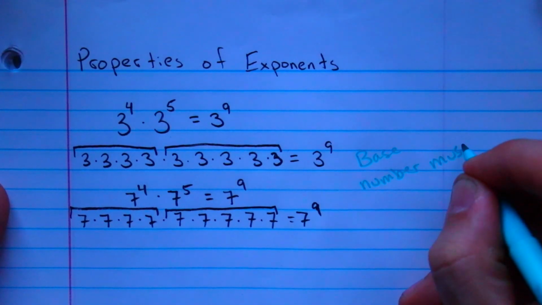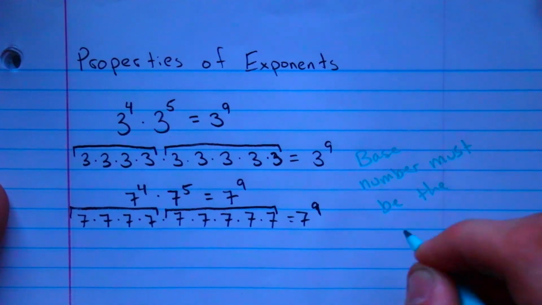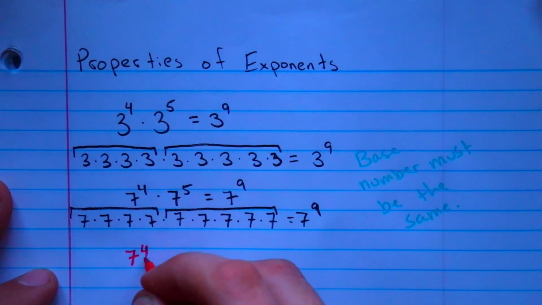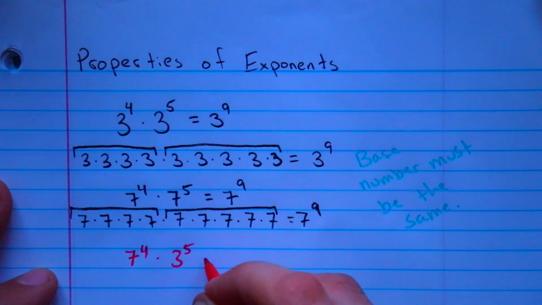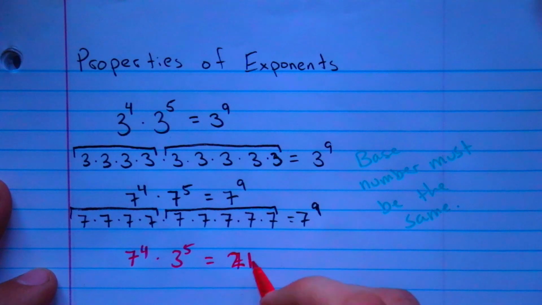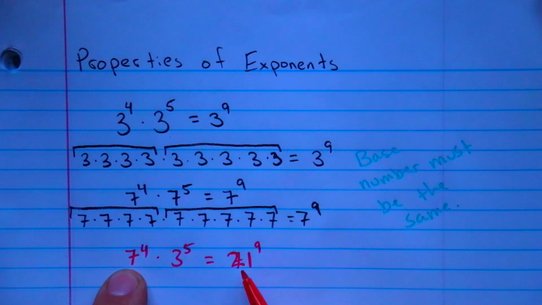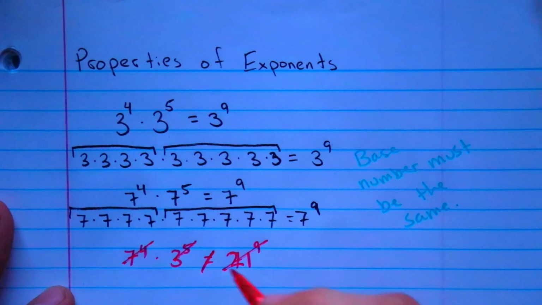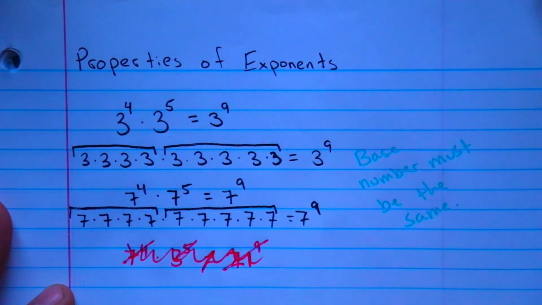The base number must be the same. Because it wouldn't make sense to say, for example, and this is a bad example, so I'm going to put it in red, this wouldn't make any logical sense. If we had 7 to the 4th times 3 to the 5th, we wouldn't say that that's 21 to the 9th. We wouldn't say that, oh, well now there's 9 21s being multiplied together. No, that's not consistent with what we know about exponents. So that is not a thing. Don't worry about it. Forget about it. You're going to throw that in the trash.